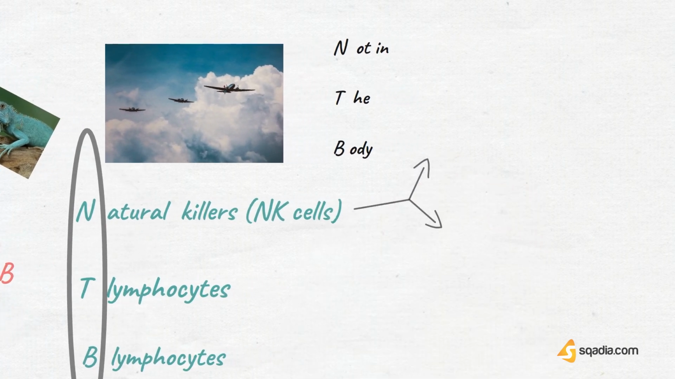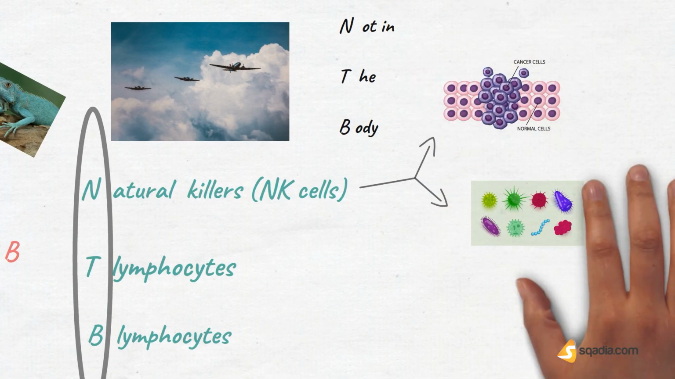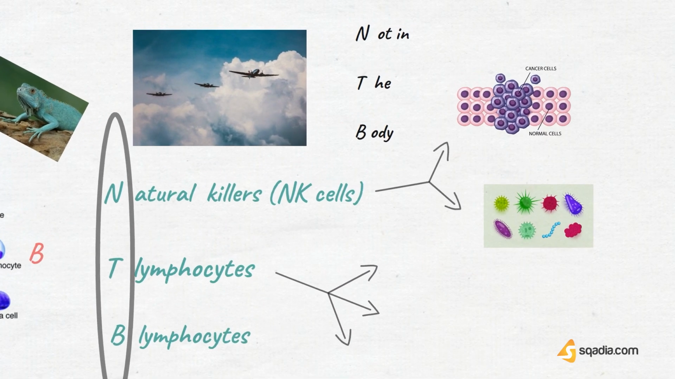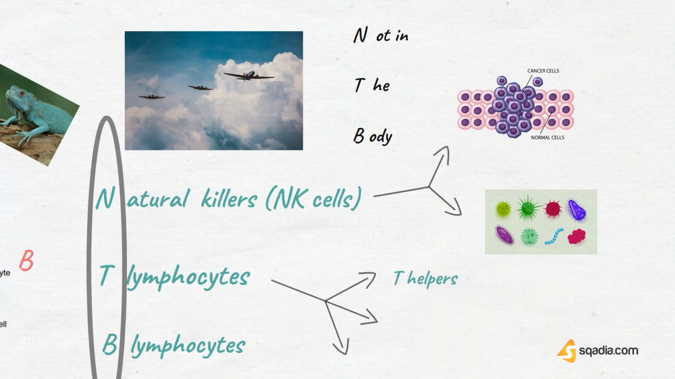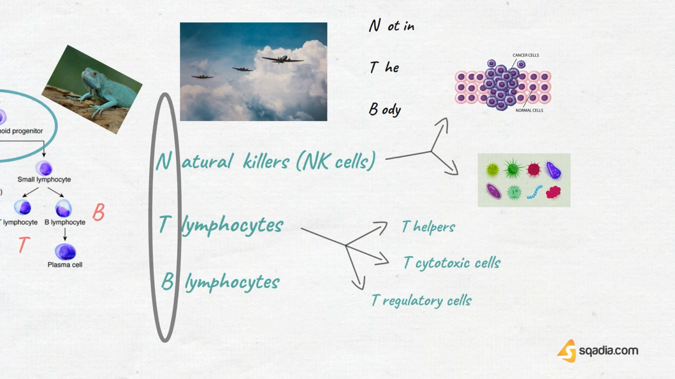The natural killer cells attack tumor cells and also cells infected with bacteria, viruses, and parasites. T cells are divided into 3 subgroups: the T helpers, the T cytotoxic cells, and the T regulatory cells. It's a very big chapter, so we will talk a lot more about this type of cells in another video. B lymphocytes, which is the subject of this video, give rise to many subtypes of B cells. We will talk about them in detail later on. Let's remember for now that B cells give rise to a special type of B cells called plasma cells. They produce antibodies.